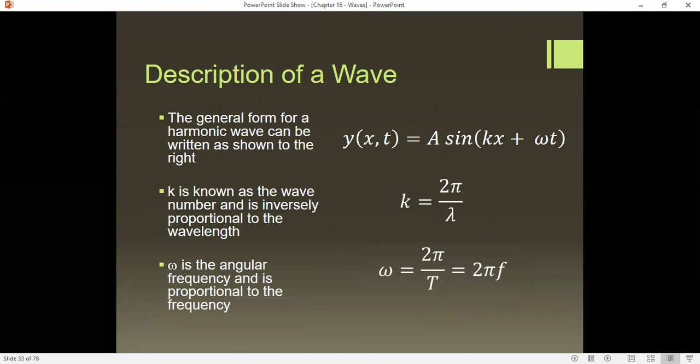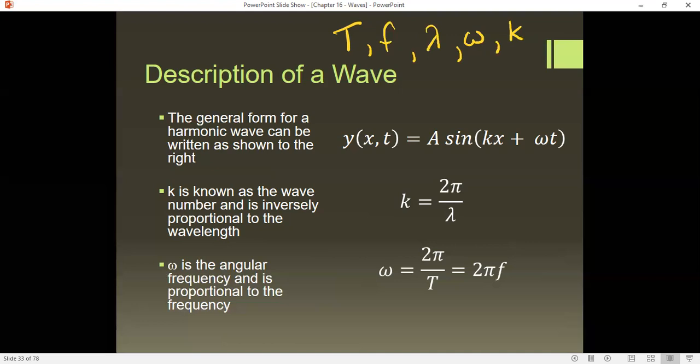So what have we talked about so far? We've talked about period, the time it takes one oscillation to take place. We've talked about frequency, the number of oscillations that take place. We've talked about wavelength, the distance that the wave takes to repeat itself. And we're going to introduce 2 new things here. Well, one's not really new. Omega is the angular frequency. We saw that for rotational motion in physics 1. And k will be connected with lambda, like we said earlier.